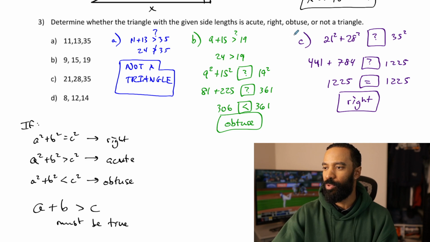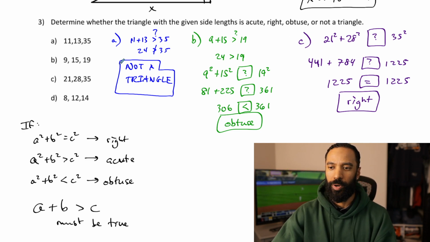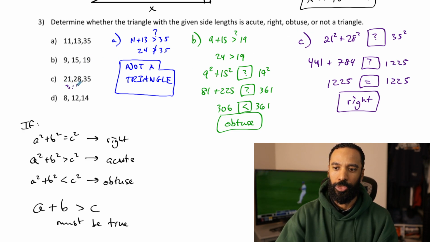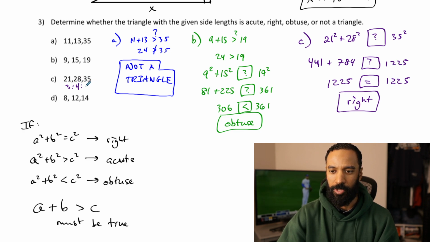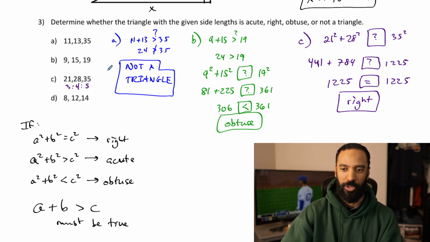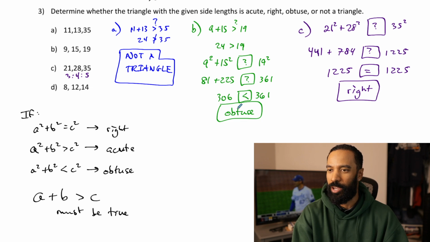Yes, this is one of the 3-4-5 Pythagorean triples. 21 is 7 times larger than 3, 28 is 7 times larger than 4, and 35 is 7 times larger than 5. That's one of the ones that would make a right triangle.